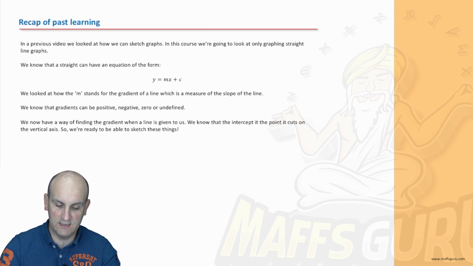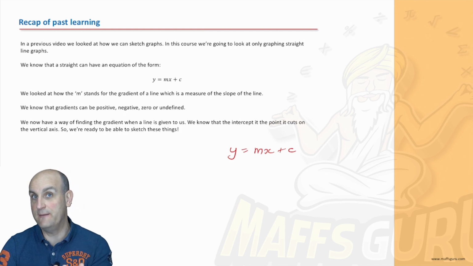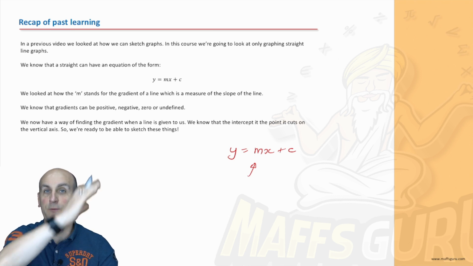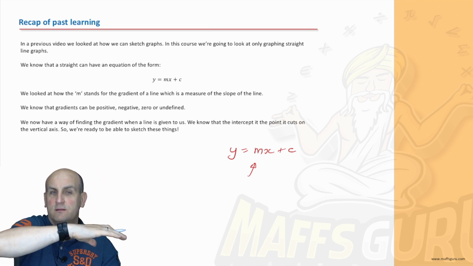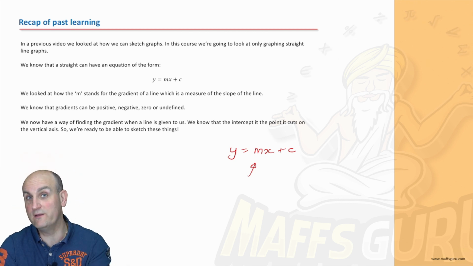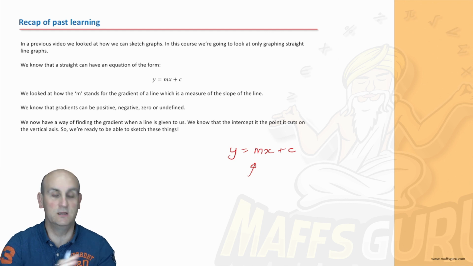Now, we have said already that a straight line graph has the form y equals mx plus c. Yes? Now, we know that the m stands for the gradient. That was a measure of the slope of the line. And we found out we could have positive, negative, 0, and infinite slopes. All right, so again, if you don't know what that's talking about, head over to Maths Guru, have a look at the video. It's actually pretty good. It's a precursor to this one.